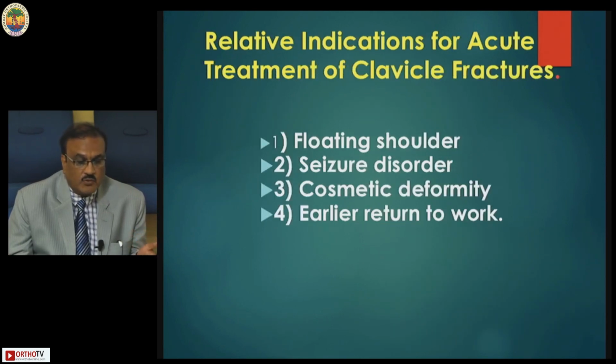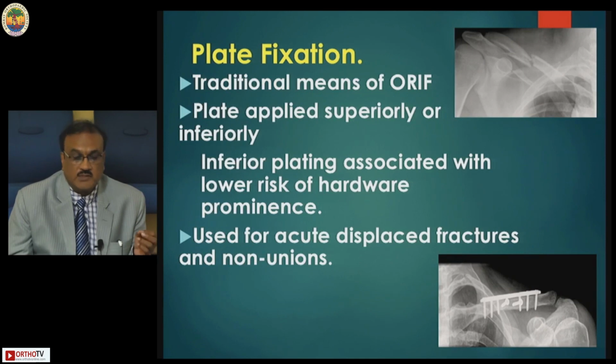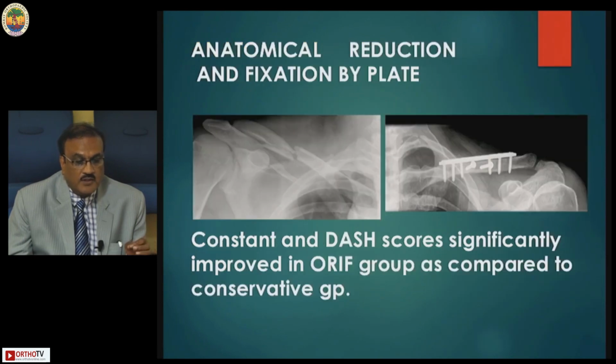Relative indications are floating shoulder, seizure disorder, cosmetic deformity and earlier return to work, but mostly it is because of the widely displaced fracture. Plate fixation, the traditional means of ORIF, has the plate applied superiorly or inferiorly. Inferior plating is associated with a lower risk of hardware prominence, and is used for acute displaced fractures and non-union. Anatomical reduction and fixation by plate is always excellent.